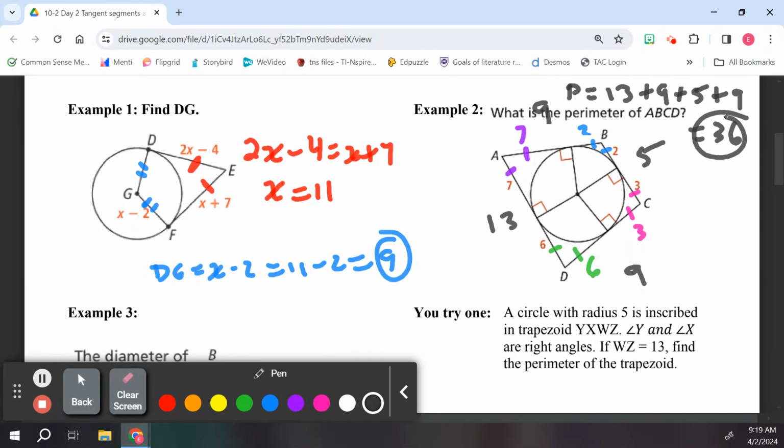Now, before I move on to something a little more complicated, are there any questions on these two that I can address? Because you have to have this basic concept for the rest of it. It'll be a lot easier if you do, believe me. Are there any questions?